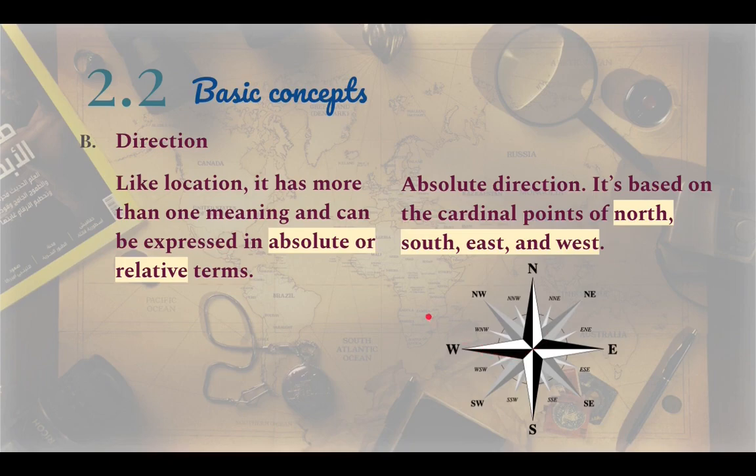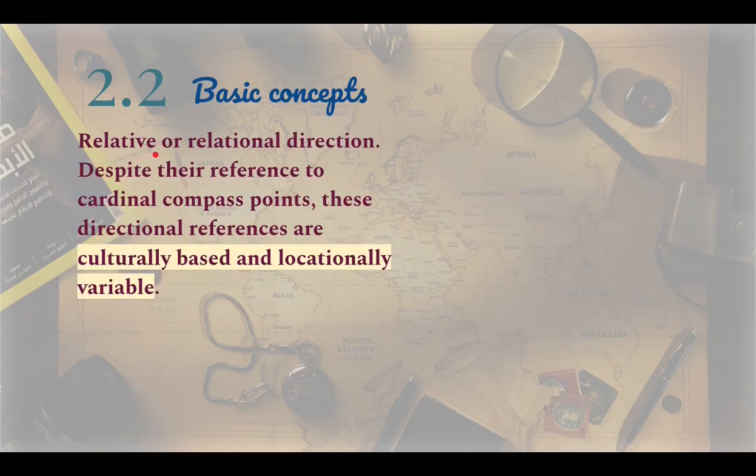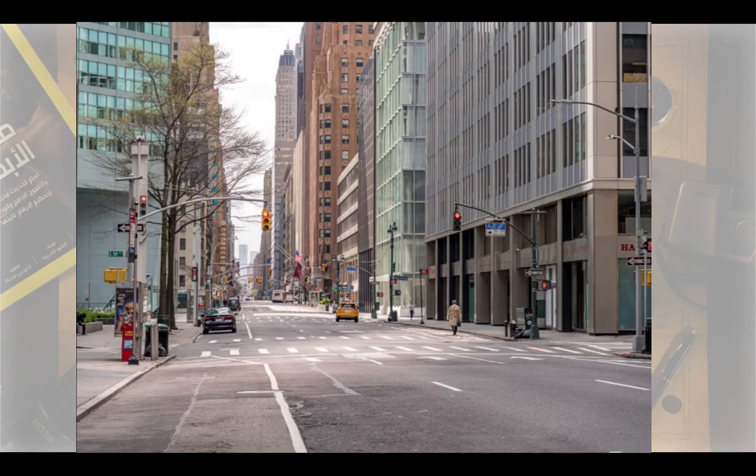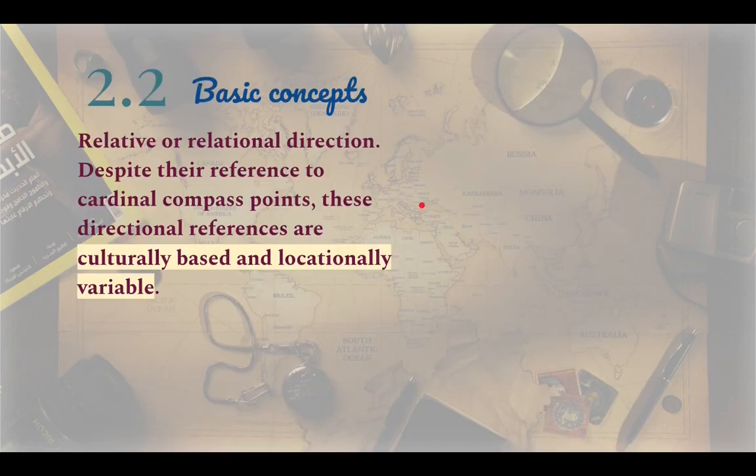When we talk about relative or relational direction, we mean cultural based and locationally variable. For example, if you move up this street, so in the street, where is up and where is down? Usually up is north and down is south, but we don't say north or south, we say move up this street until you see this other location. We usually use our human experience for that, or pass the school on the right instead of saying pass the school on the east, so on and so forth.